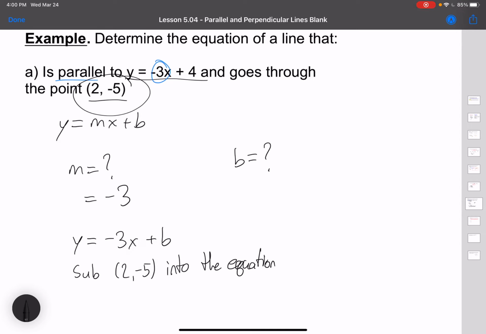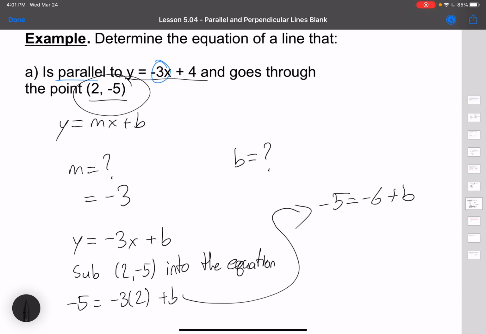So 2 goes in for x, and negative 5 goes in for y. So you'll have negative 5 equals negative 3 times 2 plus b. I'm just going to swing that around over here. So you'll have negative 5 equals negative 6 plus b. We're just solving for b.